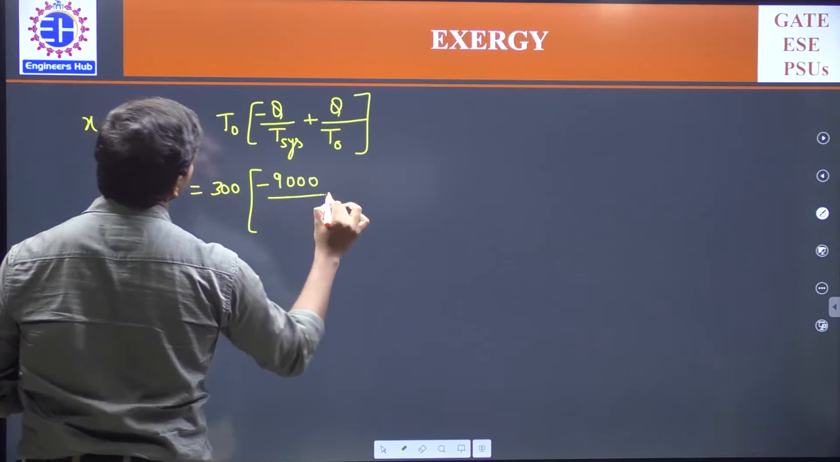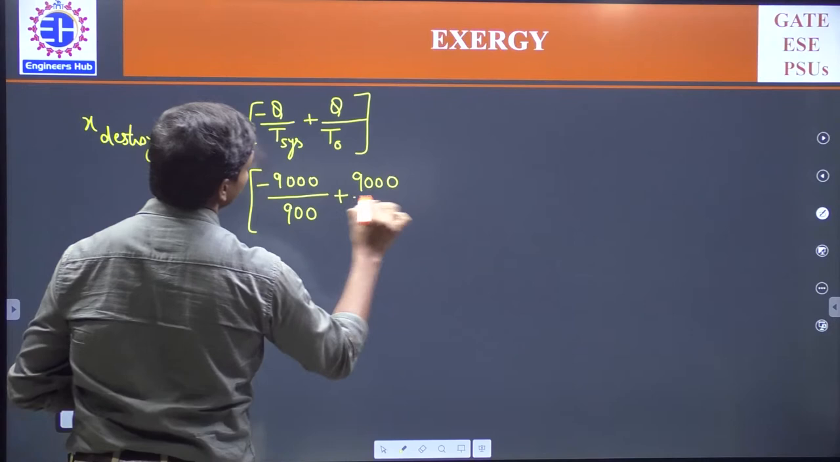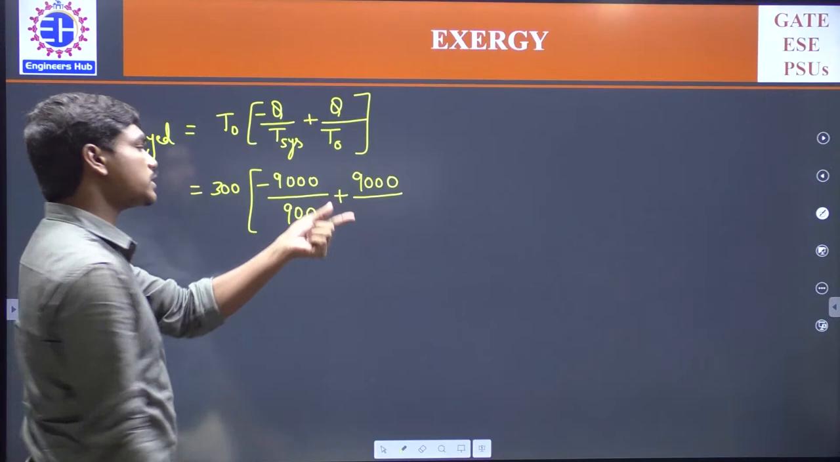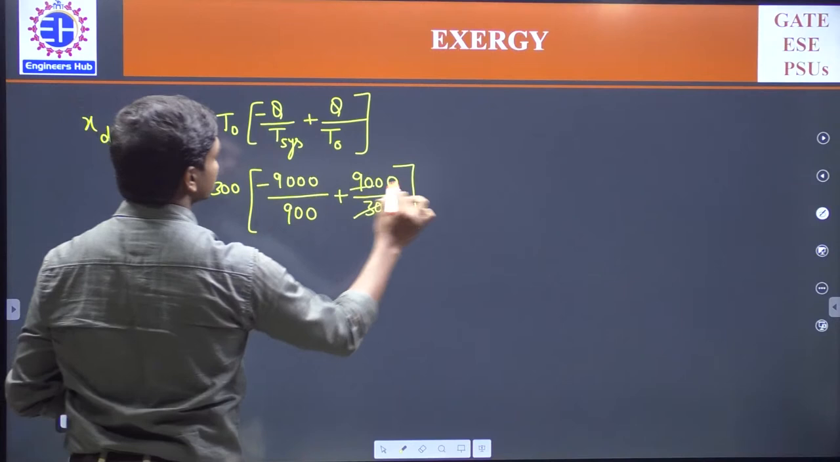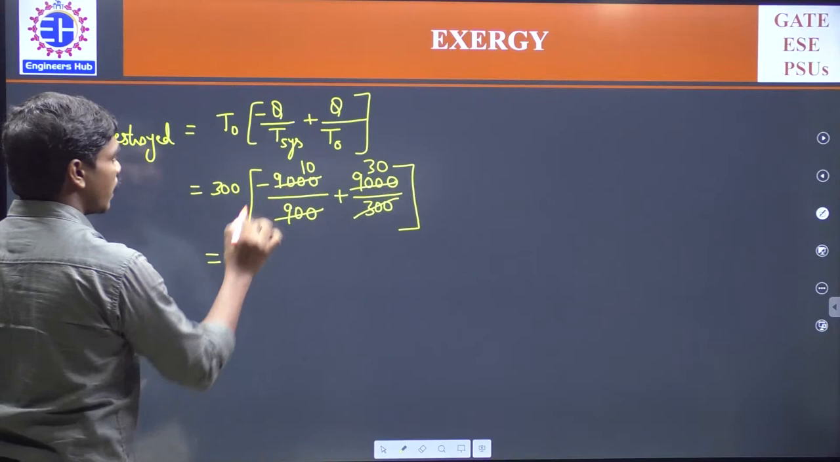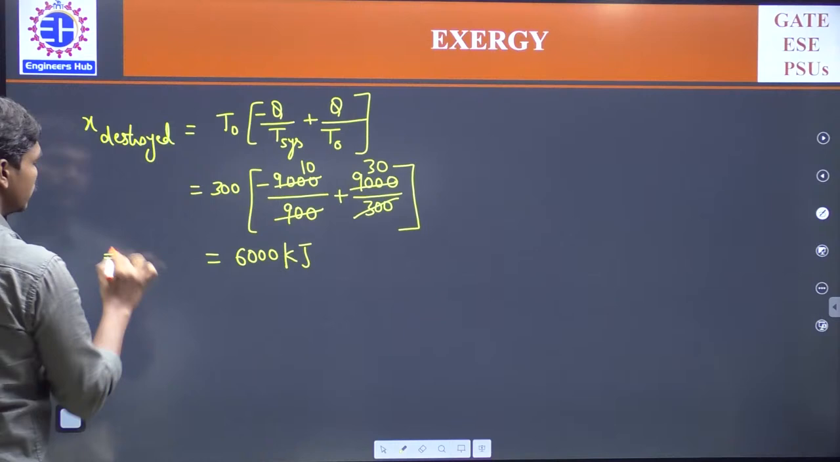Plus the heat that's lost is the same, because whatever heat is lost by this hot block, the same heat is gained by the ambience. So plus 9000 divided by 300. So this cancels this 30 times and this cancels this 10 times. So 30 minus 10 is 20, and 20 into 300 is 6000 kilojoules is the exergy destroyed.